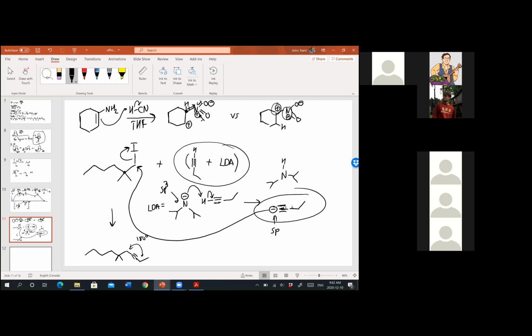For this class, the only thing I'd be using alkynes for, normally they're used with carbonyls. We're not doing carbonyls. So the only thing we're going to be seeing alkynes for is nucleophilic attacks. And they can do acid-base reactions.